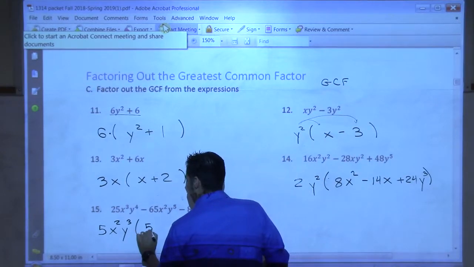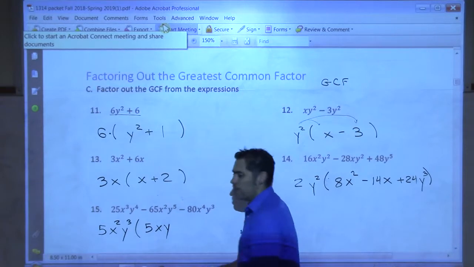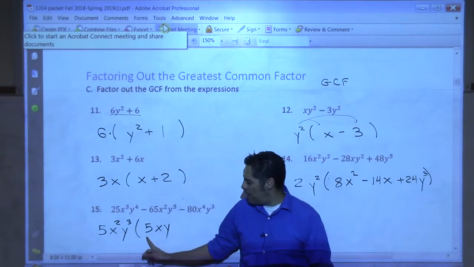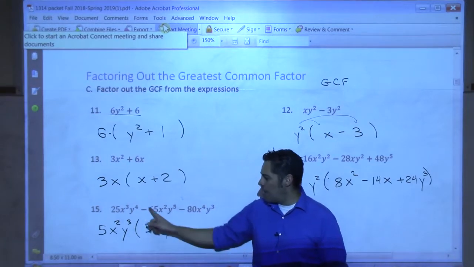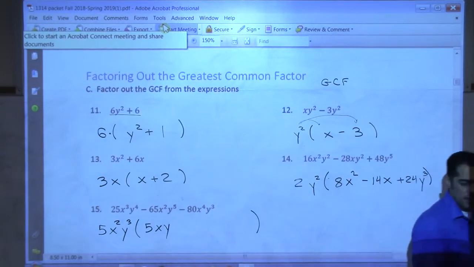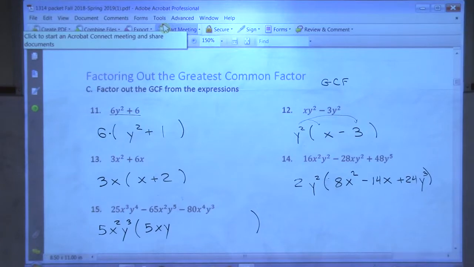What do you got? The first term, what do you have there? 5xy. Okay, good. So everyone, 5 times 5 is 25. X squared times x is x cubed, and then y cubed times y is y to the 4th. Good.